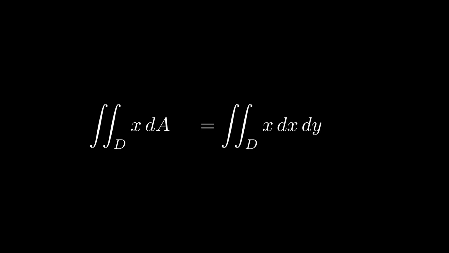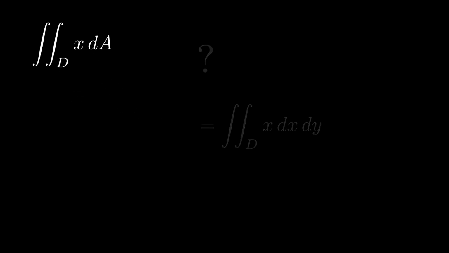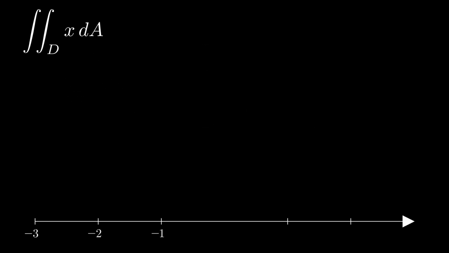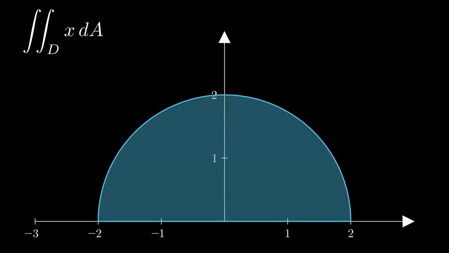Let's start. When we're solving a double integral, we usually replace dA with dx dy. But why are we able to do that? What is dA really? Let's just say we are integrating over a semicircle of radius 2 in the xy plane.